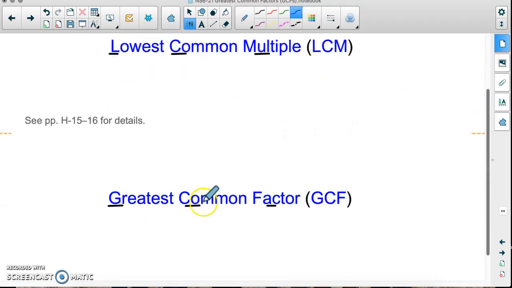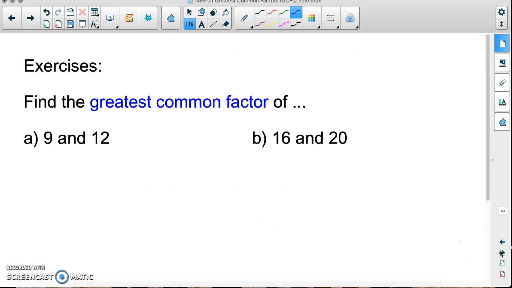Now today we're focusing on the greatest common factor. So what do you think the greatest common factor of two numbers means? Well, it is the largest or the greatest number that is a factor of both the numbers. It is the greatest factor that the two numbers have in common. So now let's do an exercise together.